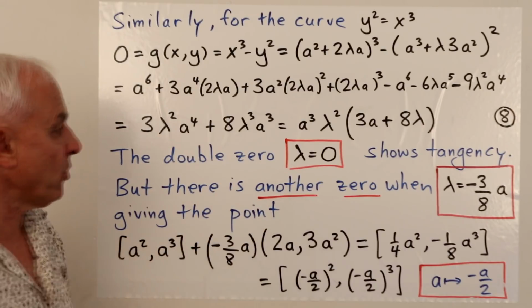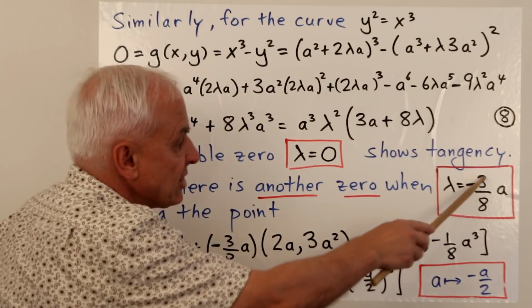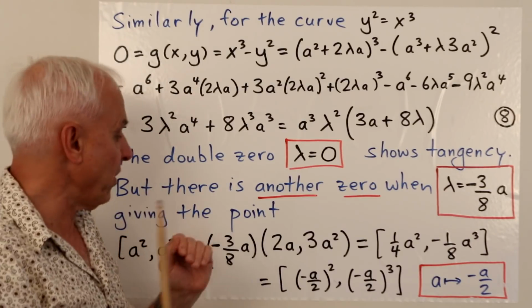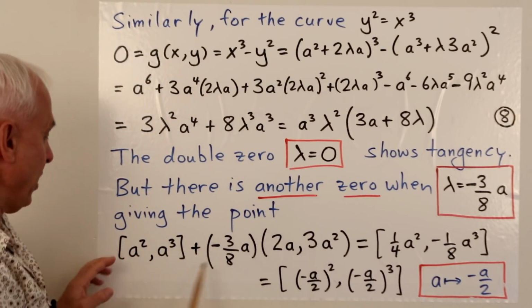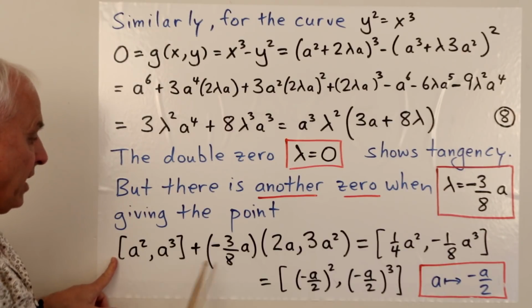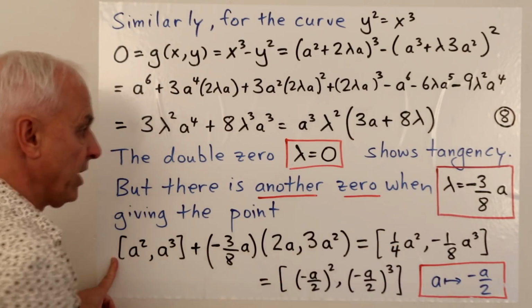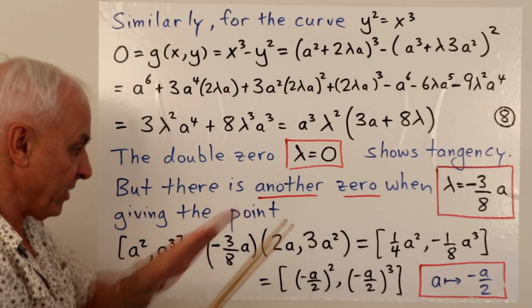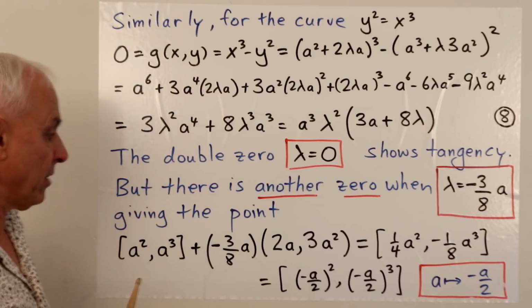So there's another 0 when lambda equals minus 3/8 of a. And that point will then correspond to this point. Here's the starting point, a squared, a cubed. Here's the lambda that we're now considering, minus 3a over 8. And here's that vector, 2a, 3a squared, that we found with the infinitesimal approach.